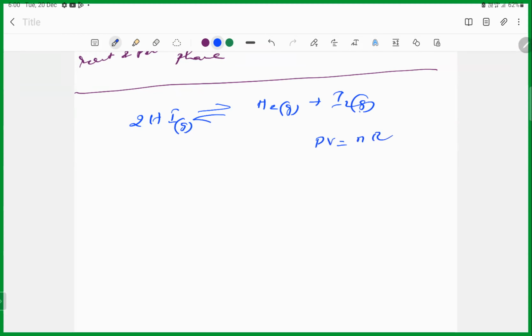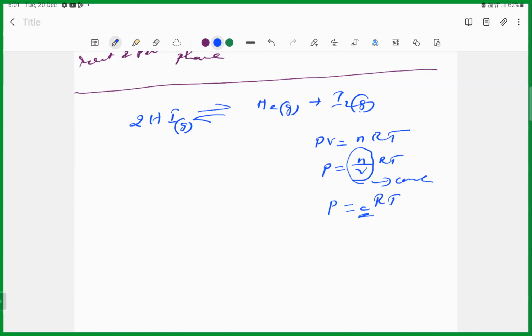So the pressure is equal to n by V into RT. N by V is what they are calling the concentration. So P is equal to CRT, where C is the concentration. Now, at constant temperature, the pressure is directly proportional to the concentration of the gas. When the pressure increases, the concentration of gas increases. When the pressure decreases, the concentration of gas decreases.